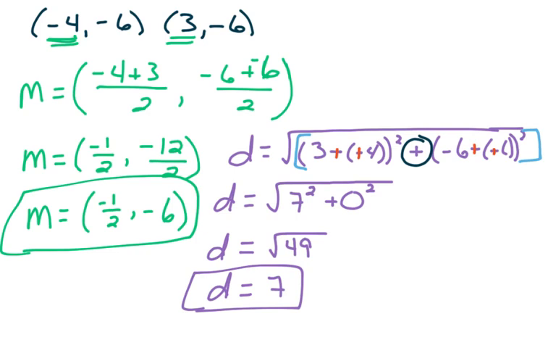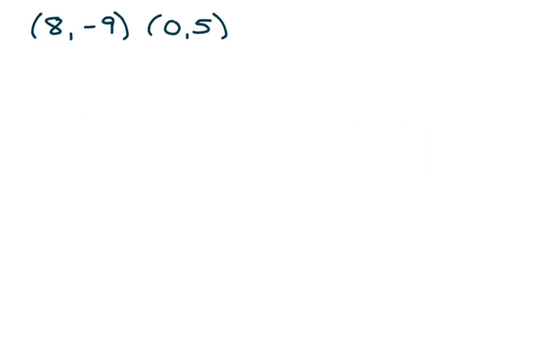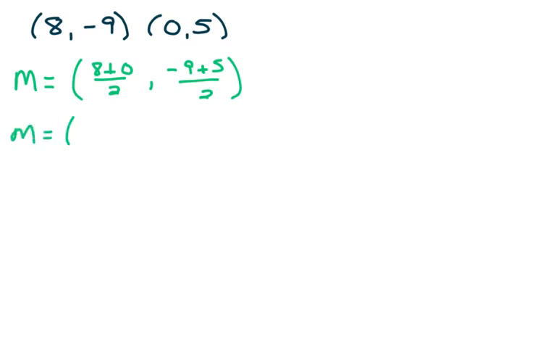Let's do a couple more to see what they're going to possibly look like. So again, I'm going to start off with midpoint. The midpoint is adding up my x values and dividing by 2, adding up my y values and dividing by 2, and then just doing a little simplifying. 8 over 2. Negative 9 plus 5, I'm still in the negative, but not as bad. That's negative 4 over 2. So this one simplifies to a nice pretty point of 4, negative 2.